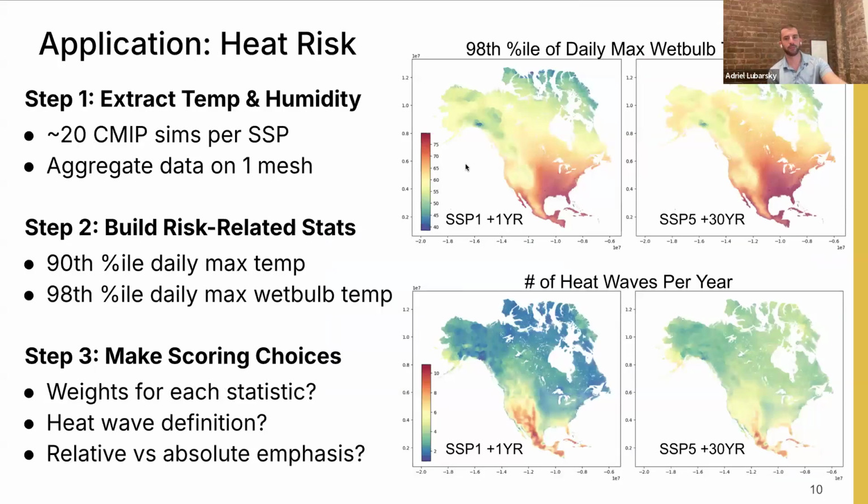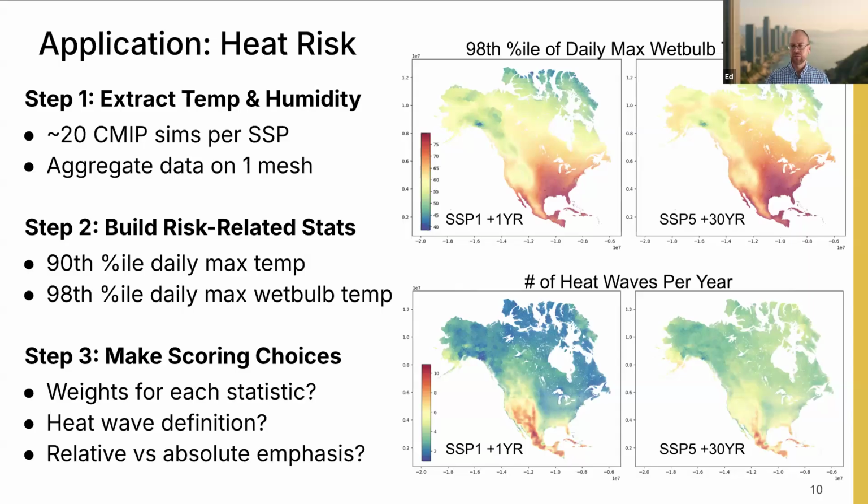Ed, go ahead. Great. Yeah, I'm just going to push on that use of CMIP data for one more slide with a heat risk application. As I mentioned, heat stress is one of the easier things to extract from the climate models because the variables are all right there. What we do for this risk type is to extract temperature and humidity from usually 20 or so of these simulation results per scenario of interest. And then we aggregate all of that data on one mesh.